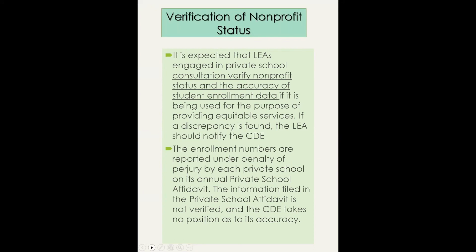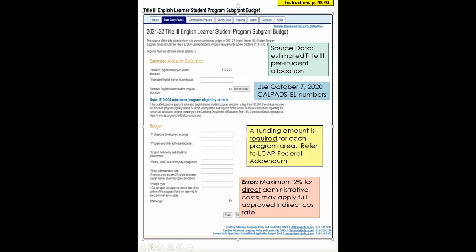Okay, let's move ahead to the off of private schools page, one page, but it triggers a lot. And we're back to Title III. This is the only program that requires you to submit a budget for the coming year. Title III, EL, and immigrant. None of the other programs require that.